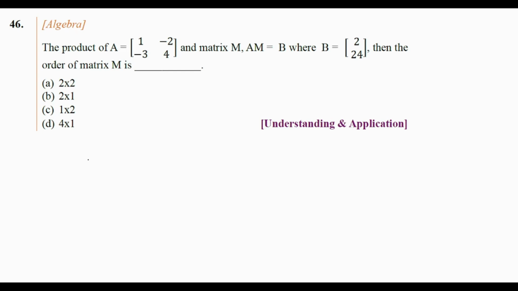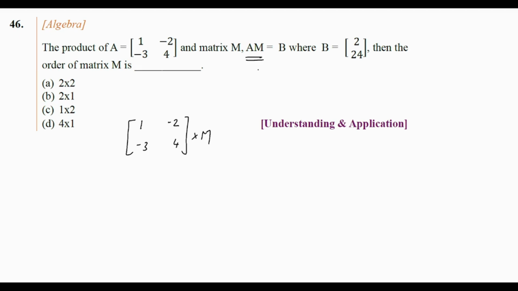Clear, children? So now let's go to the 46th question. The product of matrix A, 1 minus 2 minus 3 4, and matrix M, AM is equal to B. Look at this matrix 1 minus 2 minus 3 and 4, which is multiplied with another matrix M.